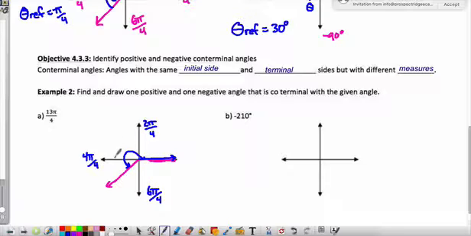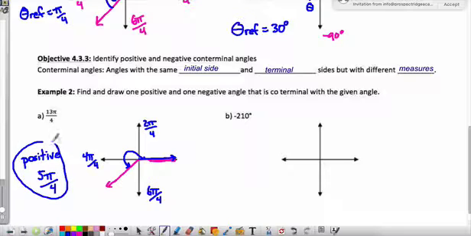So we went 2, 4, 6, 8, 10, 12. And then between 12 and 14, well, that's halfway. So that's only one more pi this way. So 4 pi over 4 plus 1 pi is going to give me 5 pi over 4, is our positive coterminal angle.